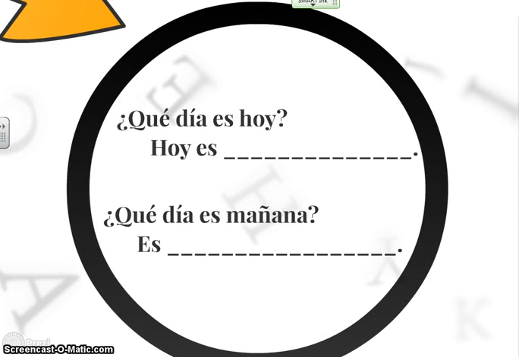If you're wondering what day it is today, you could ask the question, ¿Qué día es hoy? And to respond, you can say, hoy es, and then fill in the blank. For example, today I would say, hoy es miércoles. If you're wondering what day it is tomorrow, you could ask, ¿Qué día es mañana? Mañana means tomorrow. In this case, I would respond by saying, mañana es jueves, or just es jueves.